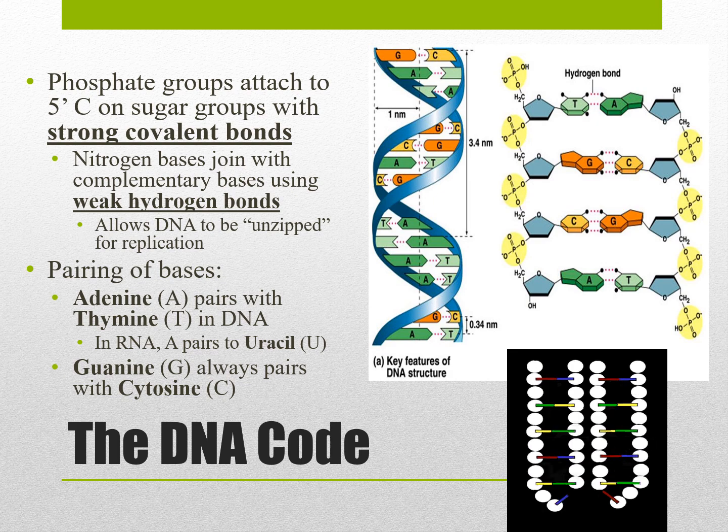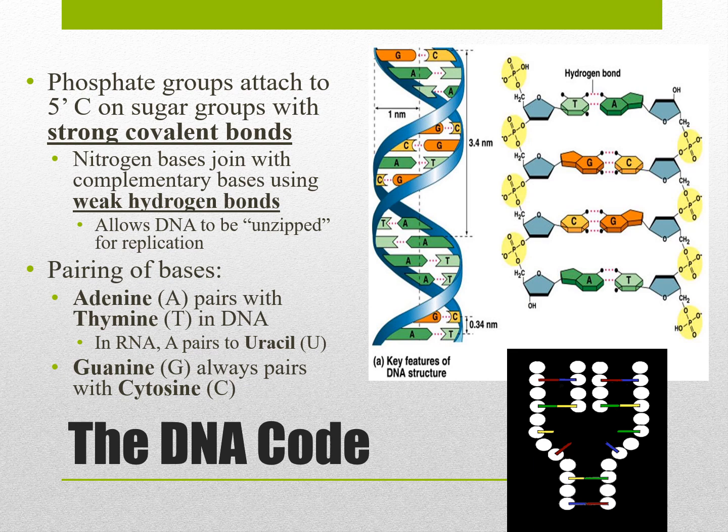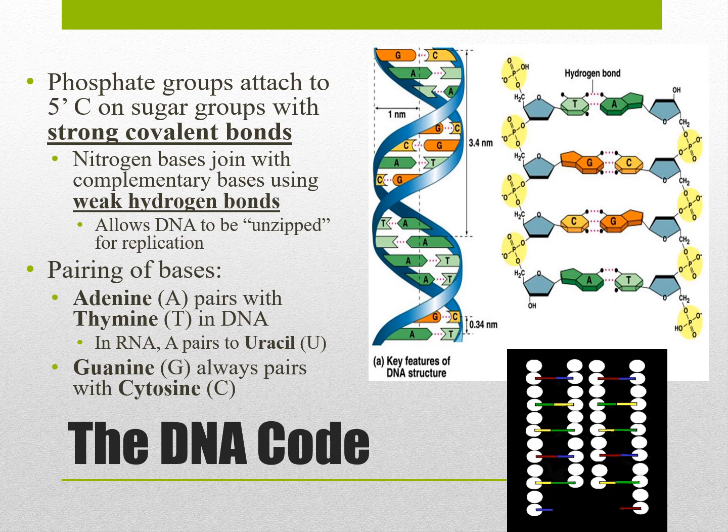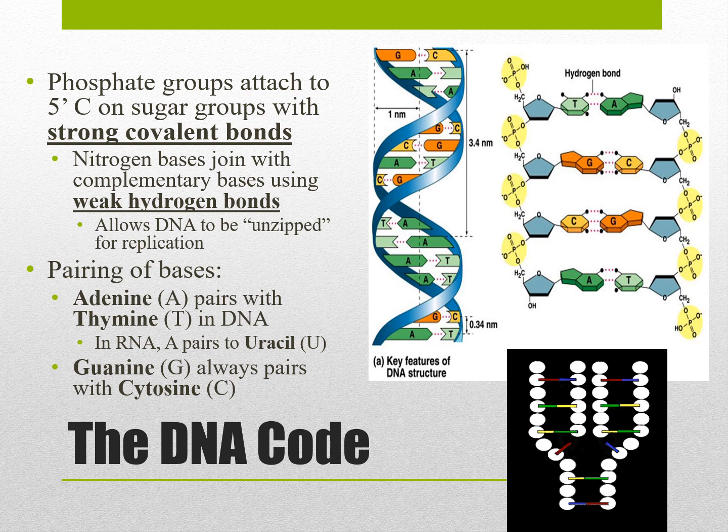Now, how these sugars and phosphates, as well as our nitrogenous bases, stay together is going to be through bonds. When it comes to the sugar and phosphate groups, they are going to be very strongly bonded together through covalent bonds. This is a very strong bond, so that is through the sugar phosphate groups. Now, the nitrogenous bases are going to have a weak bond because that is going to allow them to be unzipped. This is going to be through a weak bond called a hydrogen bond.